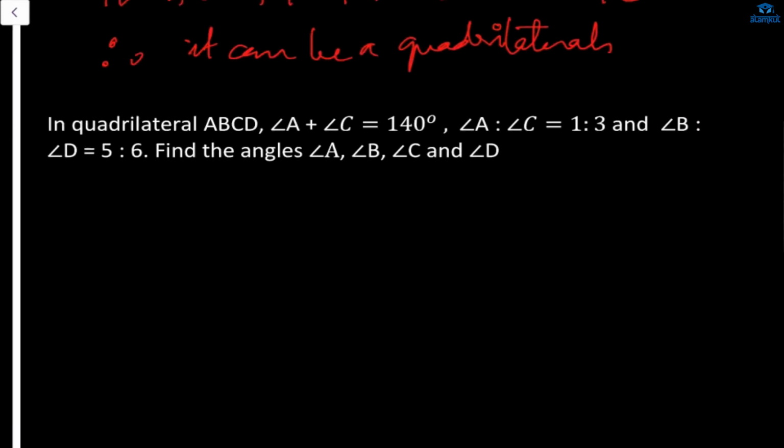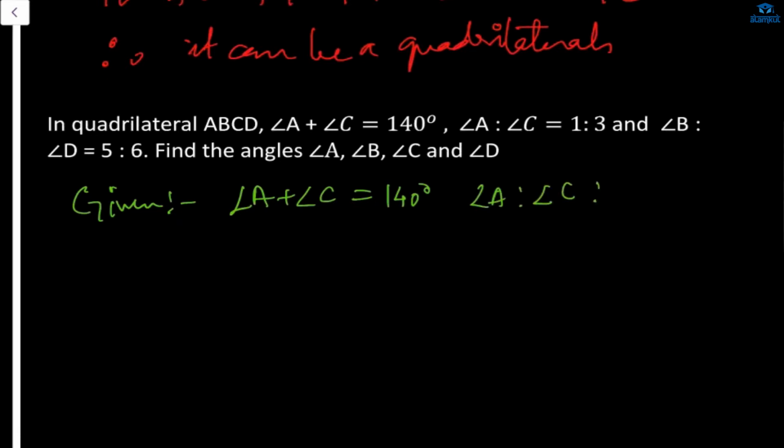Now here, a quadrilateral ABCD, angle A plus angle C is equal to 140 degree. What is given? First of all, you can write it as given: angle A plus angle C is equal to 140 degree. And the ratio is also given. Angle A is to angle C is equal to 1:3. And the ratio of angle B to angle D is also given. So from these two values, you can find out.